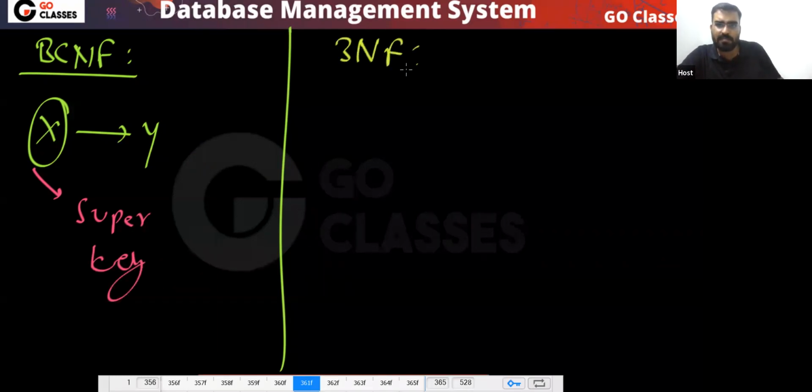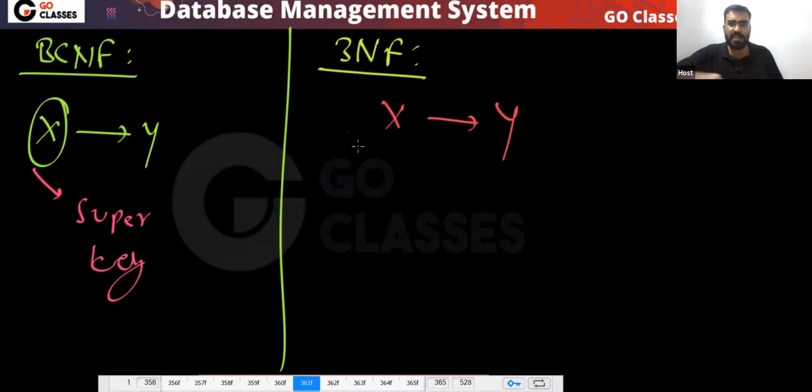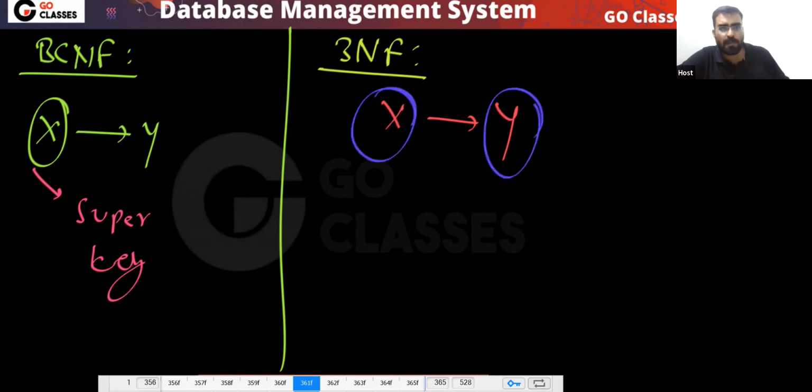What is 3NF saying? Tell me what 3NF is saying. 3NF is saying that either this should be a super key or this should be a prime attribute. Yes or no? 3NF is saying that this being not a super key and that being non-prime should not happen. Agree or not?